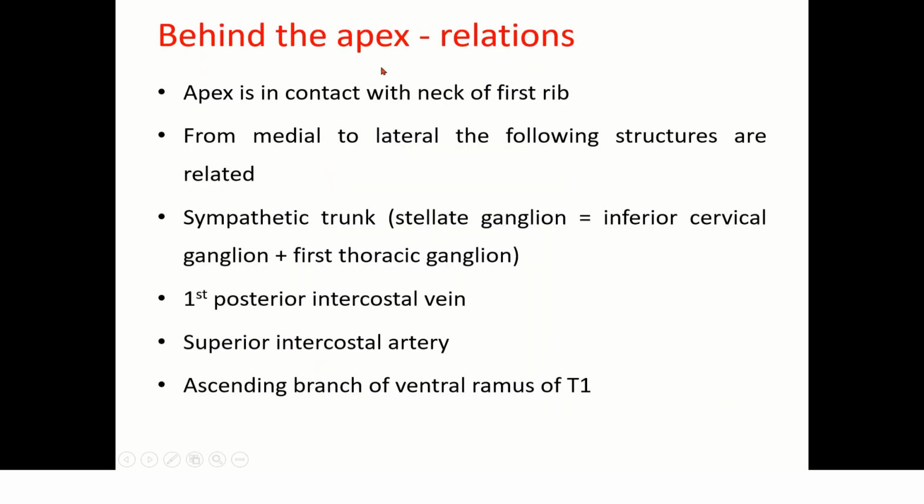So behind the apex, the relations are: behind the apex is in contact with the neck of the first rib, and between the apex and the first rib, from medial to lateral side, the following structures are there, namely the sympathetic trunk. So where stellate ganglion will be located, which is formed by the inferior cervical ganglion plus first thoracic ganglion. Then first posterior intercostal vein, superior intercostal artery, and ascending branch of the ventral ramus of T1. So sympathetic trunk, first posterior intercostal vein, superior intercostal artery, and ascending branch of the ventral ramus of T1.